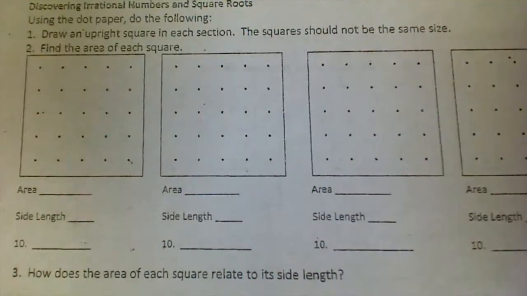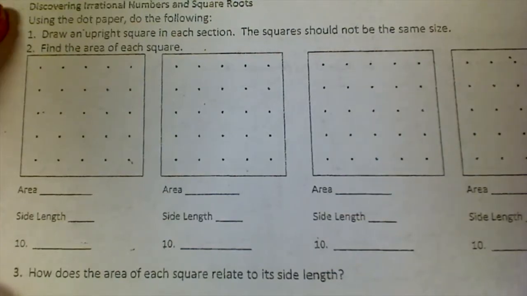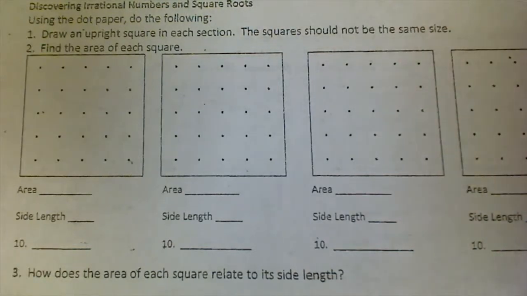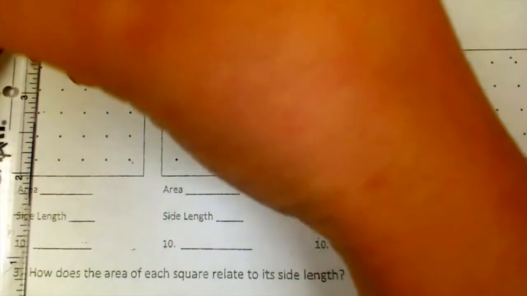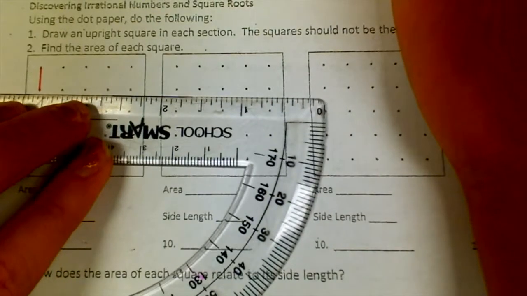Okay, so this is located on page 146, and we're going to be discovering what it means to be a square root. The directions say to draw an upright square in each section, and the squares should not be the same size. So in this first section, I'm going to draw a square that is a 1 by 1, meaning that all four sides of the square are 1 unit long.